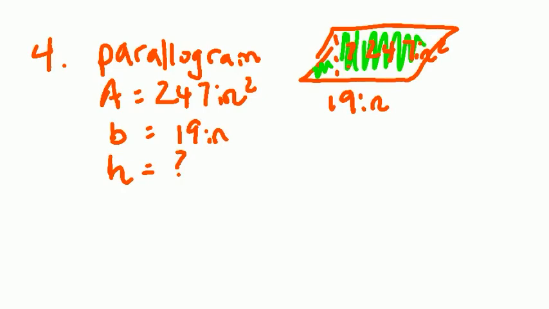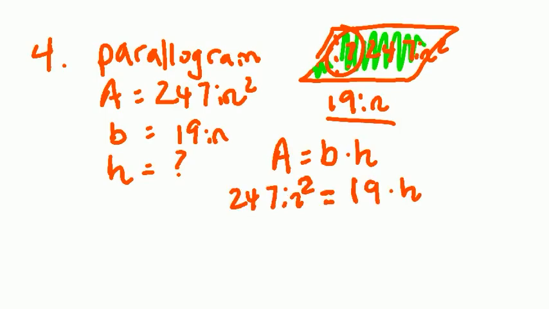My base is 19 inches, and then my height is a big question mark because I do not know what it is. So I'm going to use my formula for the area of a parallelogram, which is area equals base times height. So I'm going to substitute my variables. Now I have 247 squared inches is equal to 19 times h. Well, I need to figure out what the height is, so I need to isolate the variable. I need to solve for h.